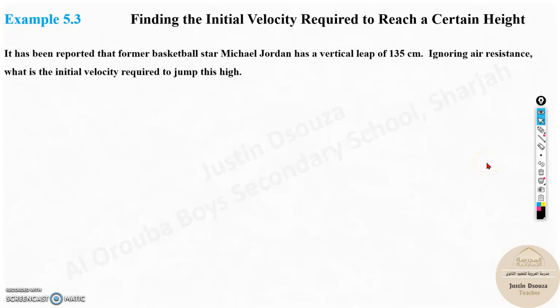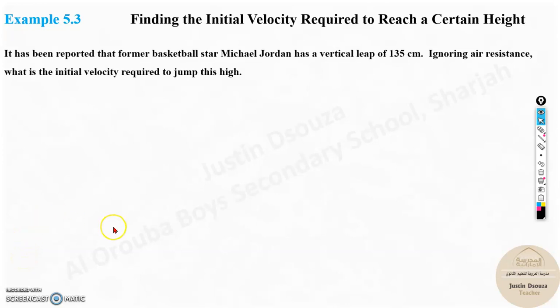Now we have a real world problem to find the initial velocity required to reach a certain height. We have the problem here. It has been reported that former basketball star Michael Jordan has a vertical leap of 135 centimeters. Ignoring air resistance, what is the initial velocity required to jump this high? Over here, we have been told the maximum height is 135. What is the velocity required to jump this high?